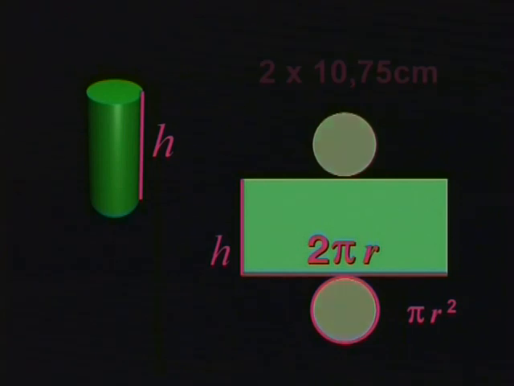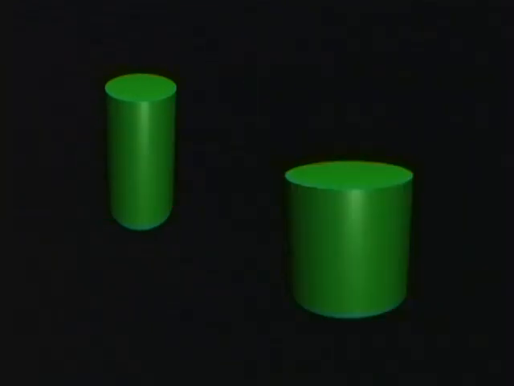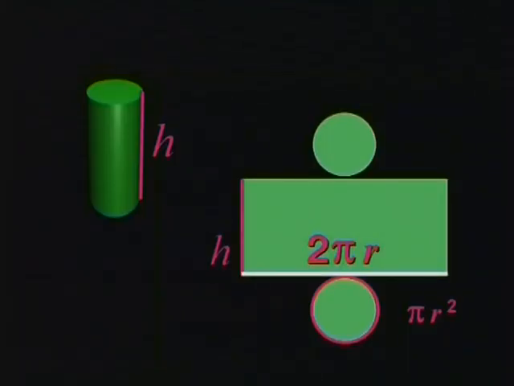So the whole surface area of this container will be the area of these two circles. That's 2 times 10,75. And now, what about the surface area around the cylinder? What do you think we will find? How much smaller do you think this surface area around the container is than the area on the original cylinder? Well, the height is the same, but look at this net of the cylinder. This length here is smaller because it is the circumference of the smaller circle. Let's work it out.